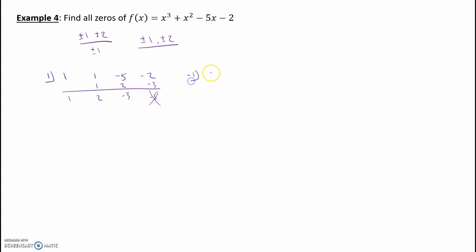How about negative 1? 1, 1, negative 5, negative 2. Let's try it. Multiply. Add. Ooh, multiply. Add. Not working. Multiply. Add. All right, let's try 2. One of these is going to work one day.